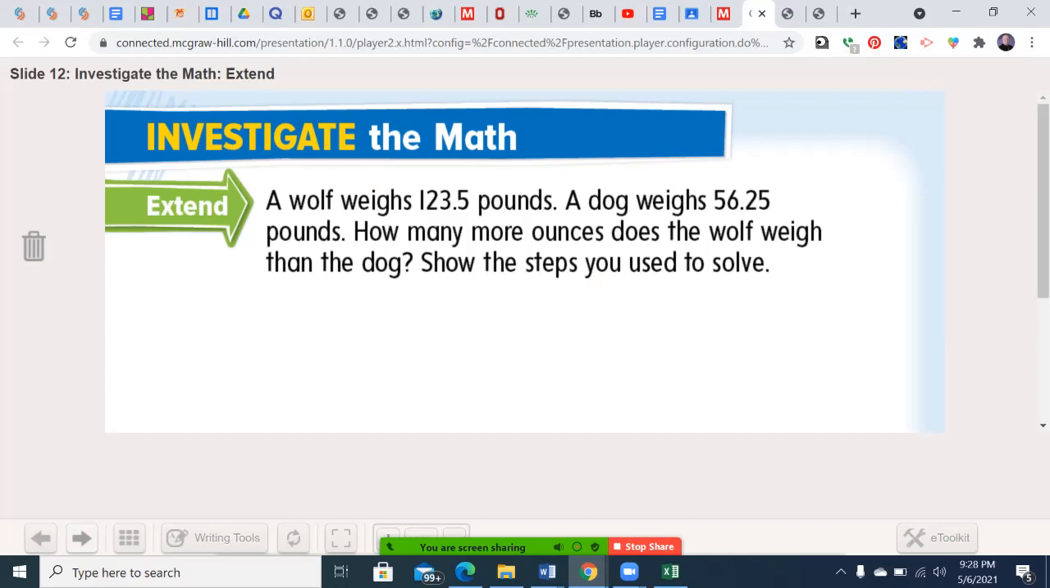A wolf weighs 123.5 pounds. The dog weighs 56.25 pounds. How many more ounces does the wolf weigh than the dog? Show the steps used to solve. What I would do is first subtract 123.5 minus 56.25. That's the difference, the how many more, and that's in pounds. Then I would multiply that times 16, which would give us 1,076 ounces. Not too often that we do a problem like that.